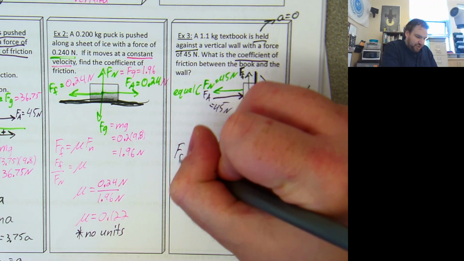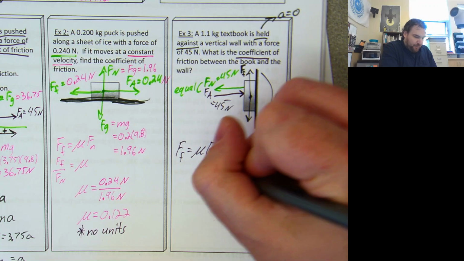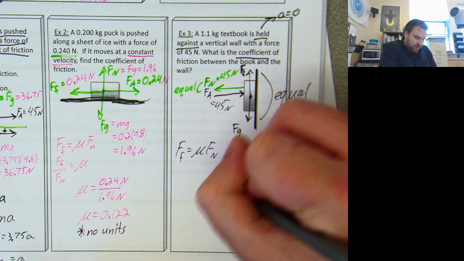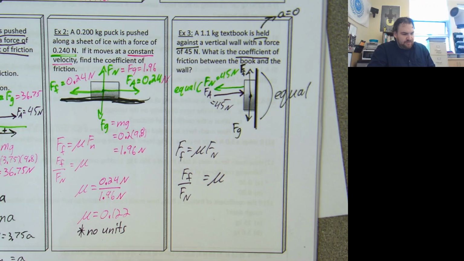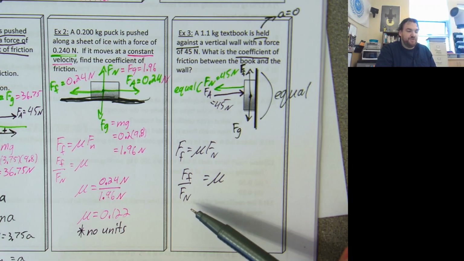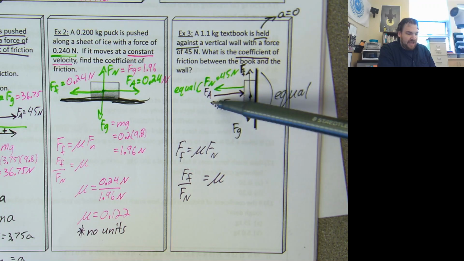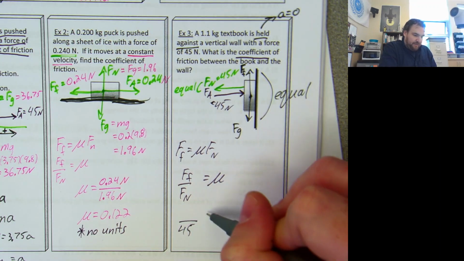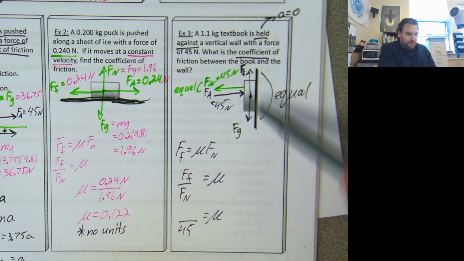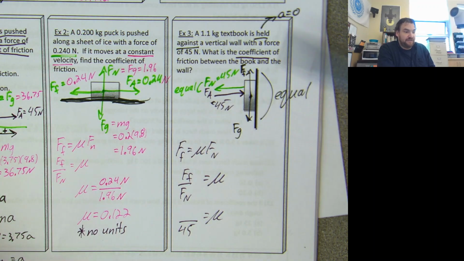The force of friction is equal to mu Fn. We want to find mu. So mu is going to equal the force of friction divided by the normal force. And we can start deducing some of these things. Fn is equal to Fa, so I'm going to get 45 newtons down here on the bottom. And the force of friction is equal to Fg. I don't know what Fg is, but we can calculate it relatively easily.